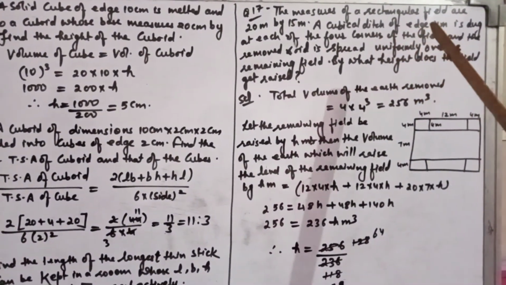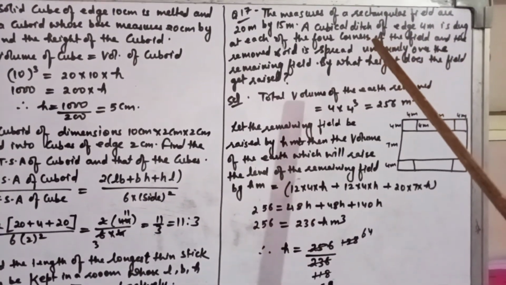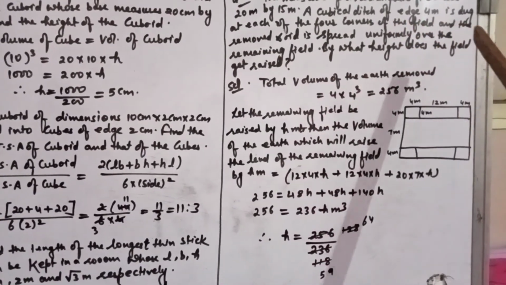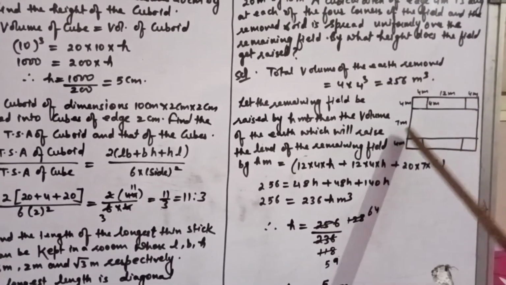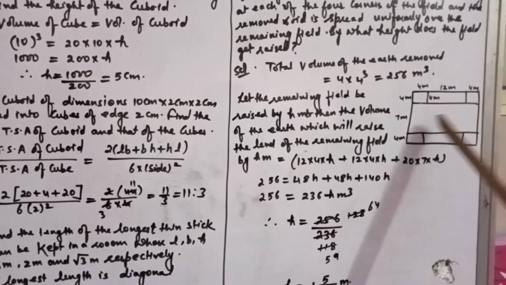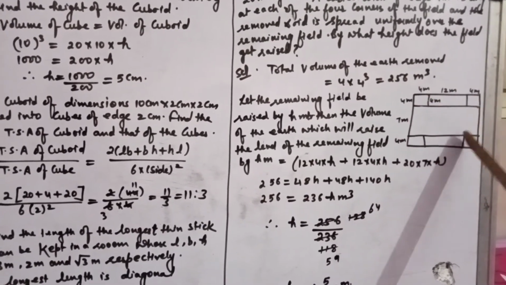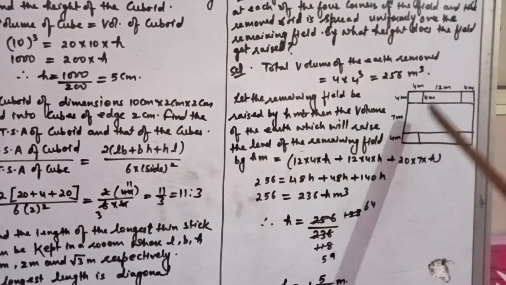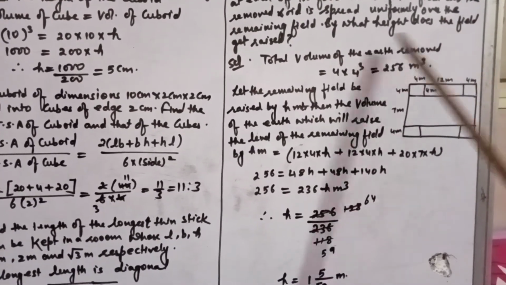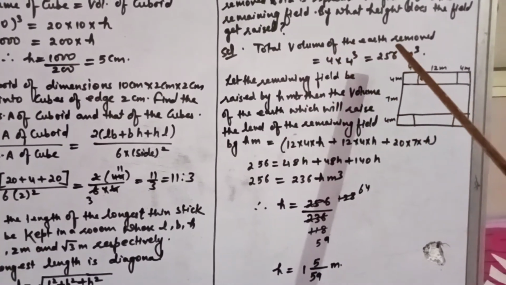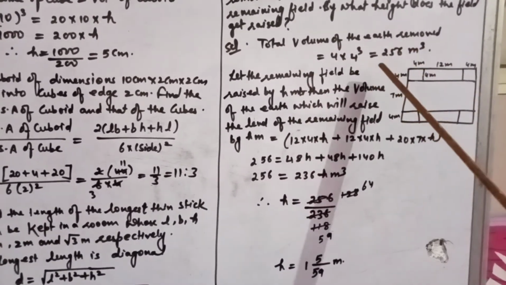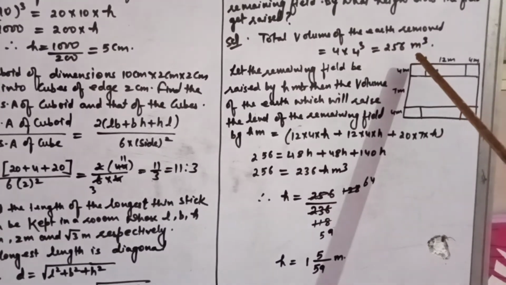The measure of a rectangular field are 20 by 15 meter. A cuboid ditch of edge 4 meter is dug at each of 4 corners. These 4 corners, a ditch of edge 4 is in the field. From the 4 corners it is removed. The soil is spread uniformly over the remaining field. By what height does the field get raised? So total volume of the earth removed is 4 into 4 cube, which is 256 meter cube.